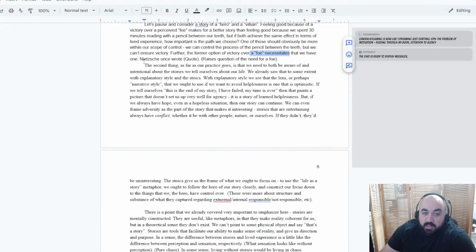The second thing, as far as our practice goes, is that we need to be both aware of and intentional about the stories we tell ourselves about our life. We already saw that to some extent with the explanatory style and the Stoics. With explanatory style, we see that the lens, or perhaps narrative style, that we ought to use if we want to avoid hopelessness is one that is optimistic.